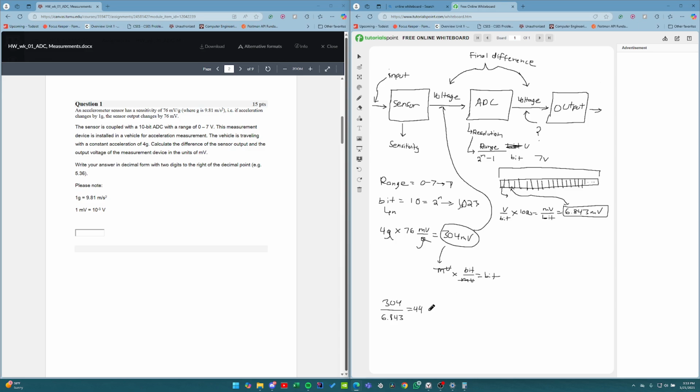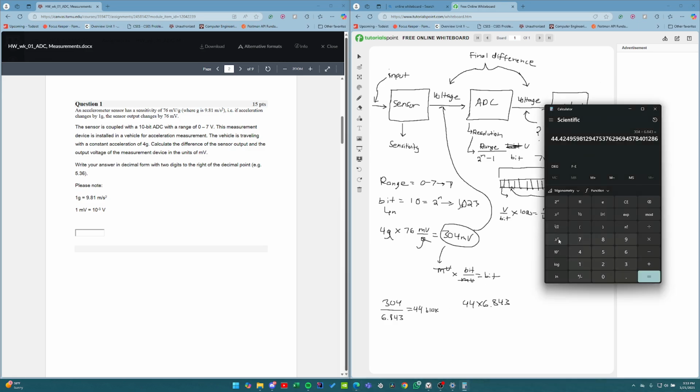So what does this 44 mean again? It means that you need 44 of these chunks to get as close as possible to 304, the value we're trying to estimate, so that we can show it in the output. So now we have these 44 blocks. All you have to do is 44 multiplied by 6.843.